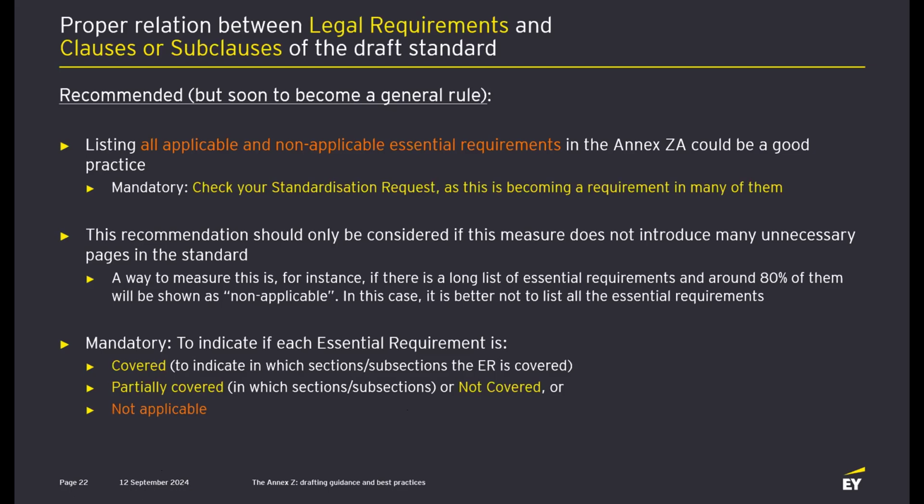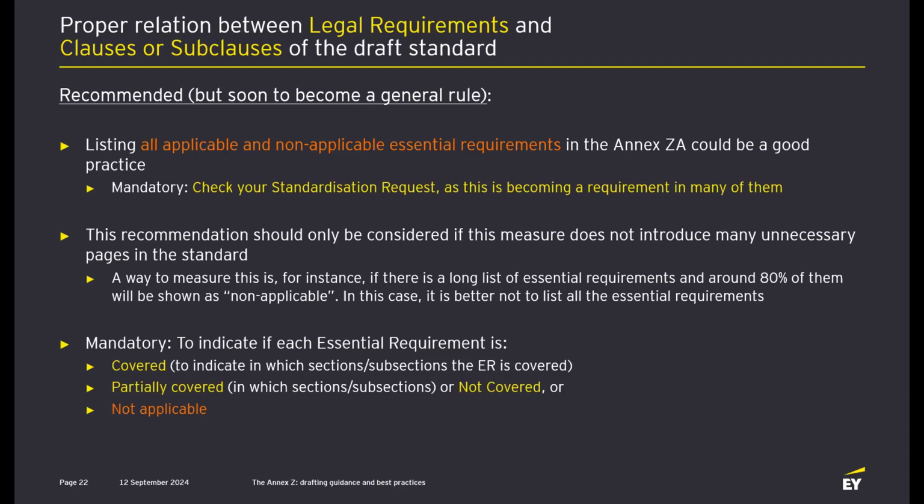So this means you don't need to put "covered". You put section 3.7 of the standard, 3.8 of the standard. So essential requirement 2.3, 3.7, 2.4, 3.8. You have to indicate in which sections or subsections the essential requirement is covered. If the essential requirement is partially covered, or if it's not covered, you also have to indicate it.